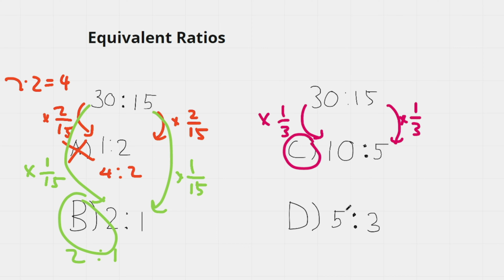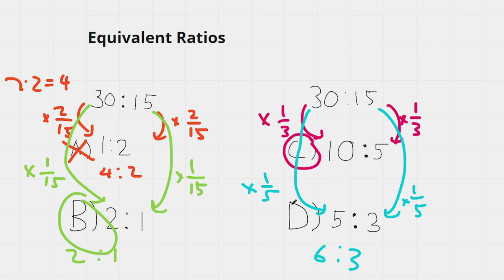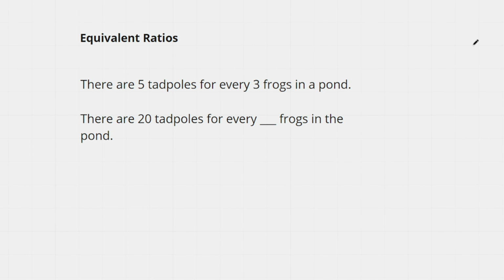Okay, let's look at D. 15 times 1 over 5 equals 3. Let's see, 30 times 1 over 5. So that would actually be 6. It would be 30 divided by 5, and that's 6. So this should be 6 to 3, but that's clearly not the case, so D is not the correct option. The correct choices were B and C.